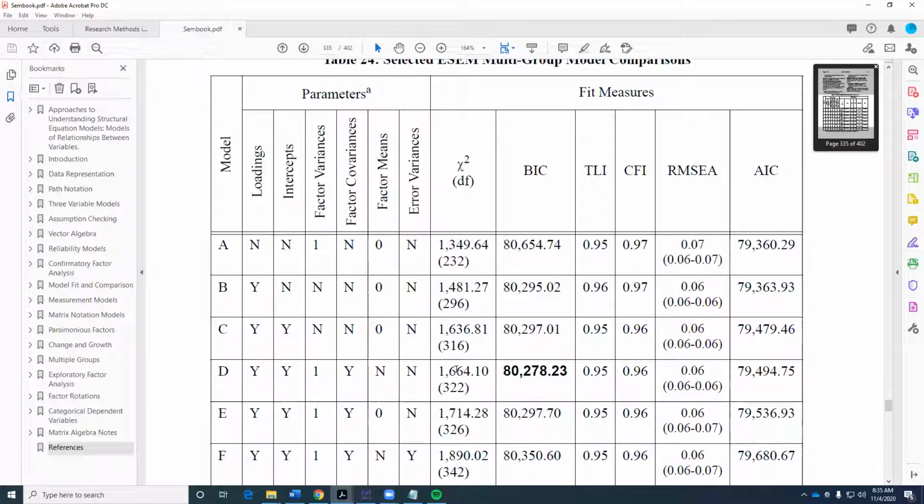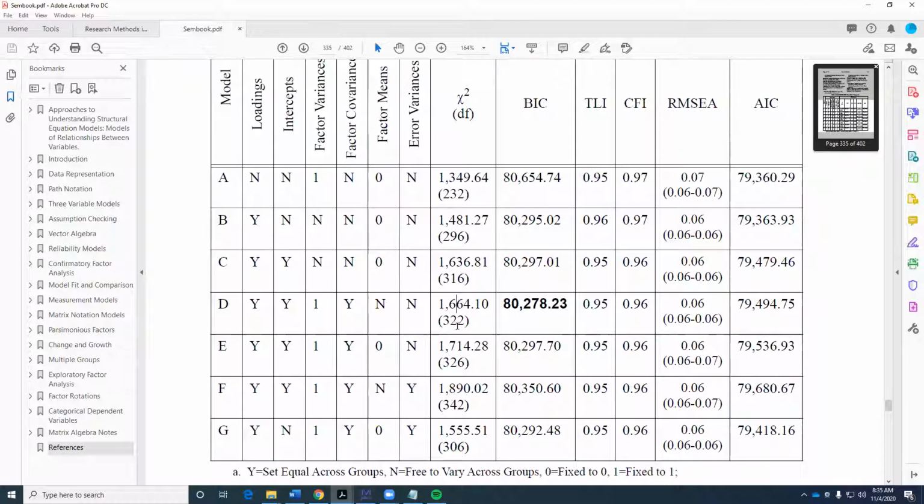Now, because I've got a huge data set, all of these chi-squares are going to be significant. So one way for me to judge between these models is to look at the BIC, and the lowest value of the BIC is preferred. So in terms of a multi-group invariance analysis, this is telling me that I can treat these factor loadings as the same and the intercepts to be constrained across the two groups, but the factor means can be different and the error variances can be different.